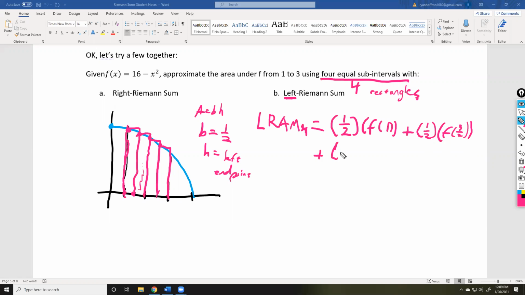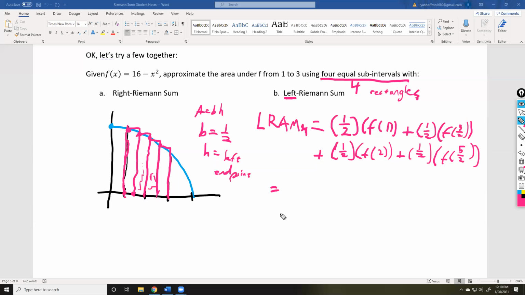Plus our base is still 1/2 times this one between 2 and 2.5. This time we're using 2 since that's the leftmost. Plus our base is 1/2, and then our height of the last one is going to be f of 2.5. So that's 5/2.